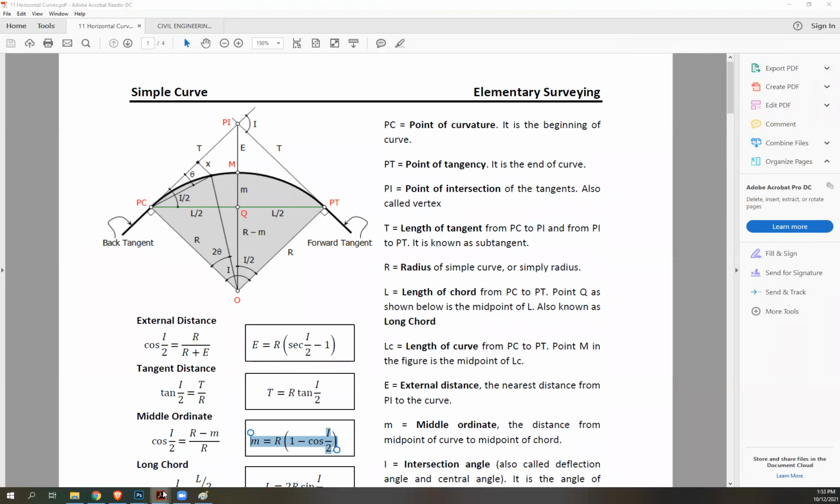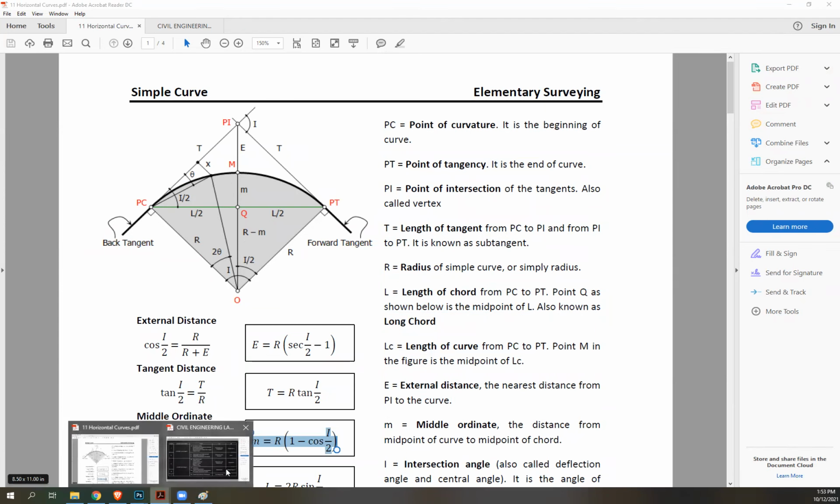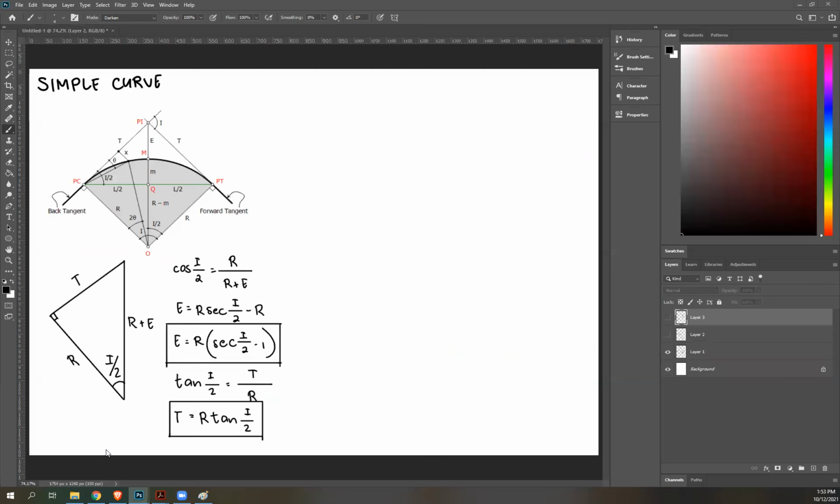Next, let's solve for M. Okay, to solve for M, let's consider R minus M. Okay, this.